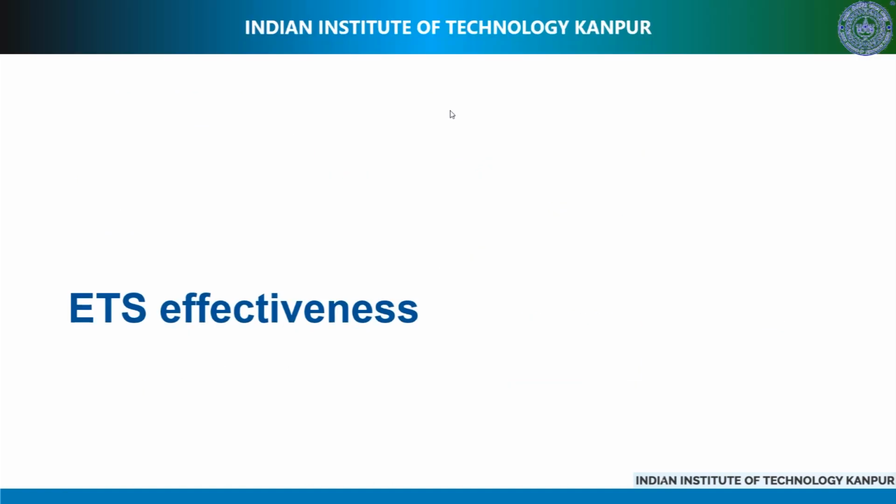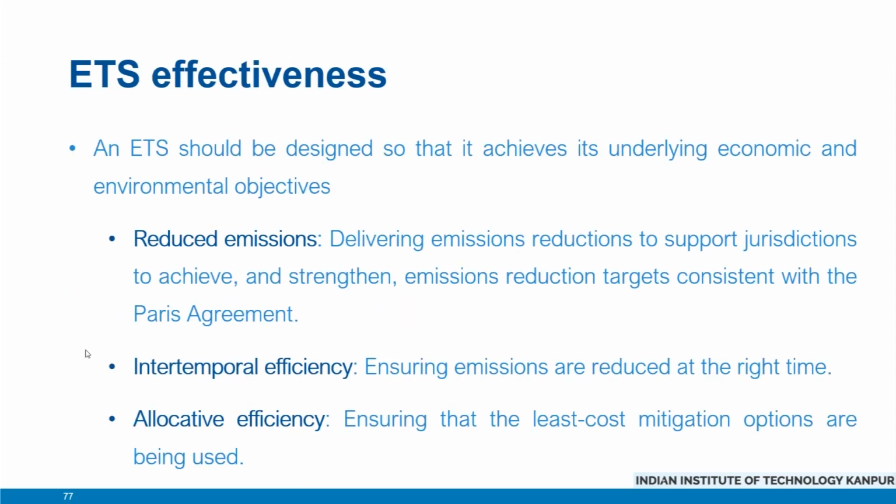In this video, we'll try to understand how to assess the effectiveness of an emission trading system. To begin with, an emission trading system or ETS should be designed so that it achieves its underlying economic and environmental objectives. Good market design and the use of measures to promote market predictability can help achieve this. A well-designed, well-functioning ETS market will have three key objectives.